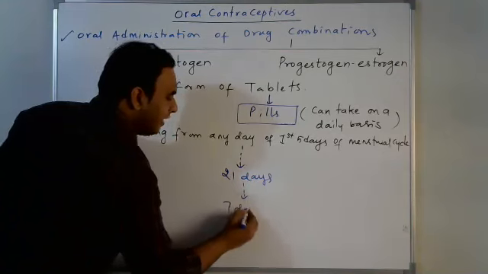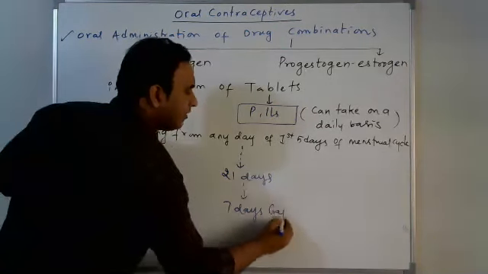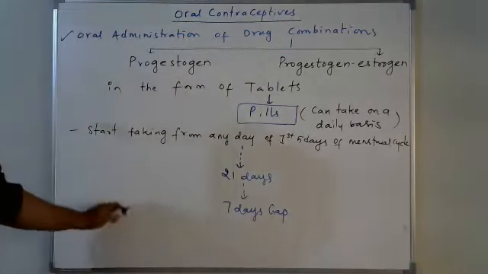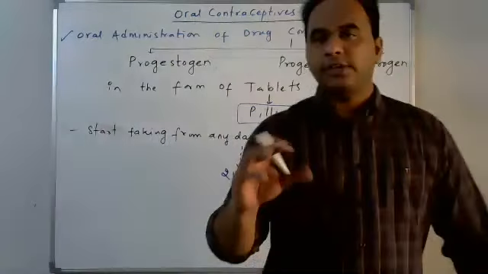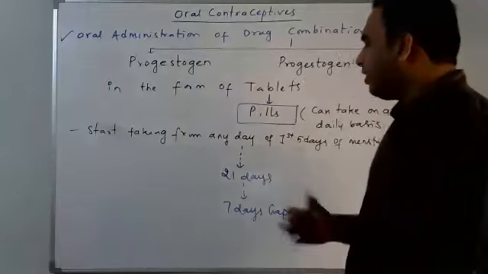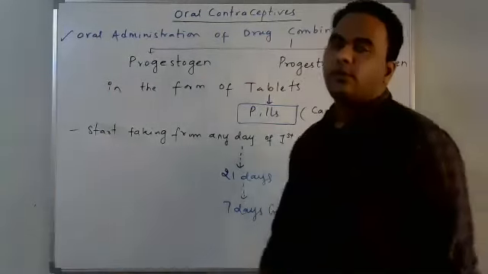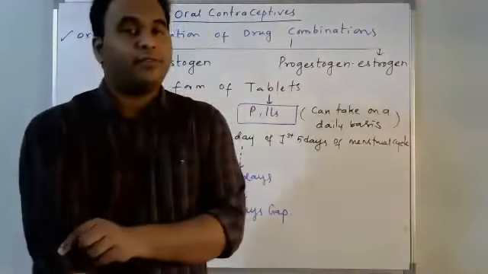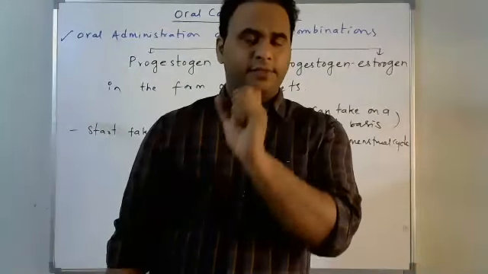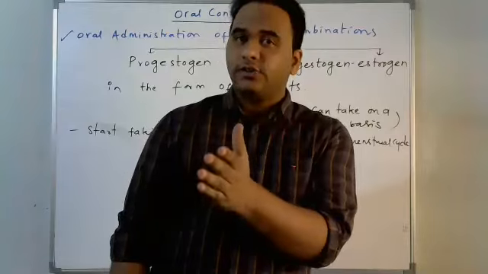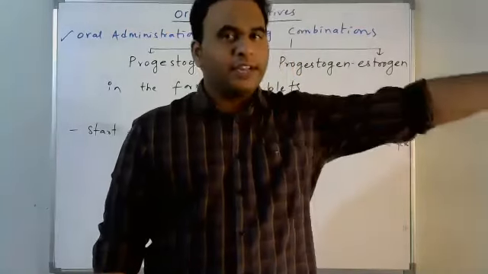Again, 7 days gap. So totally again 28 it will become. Anyhow, the menstrual cycle is 28 days only, 28 to 29, same thing. So she has to take 21 days. From when? Within the first 5 days of the menstrual cycle, she has to start taking 21 days continuously.